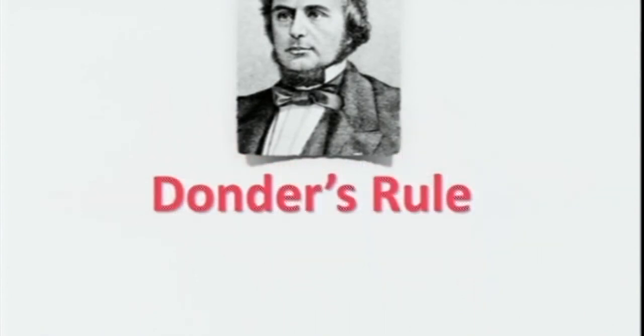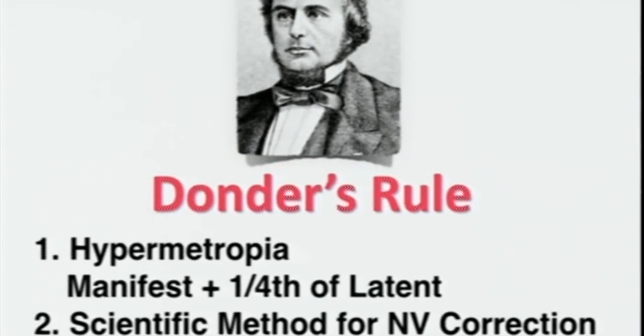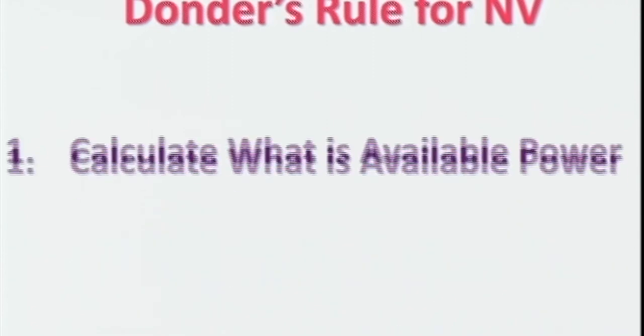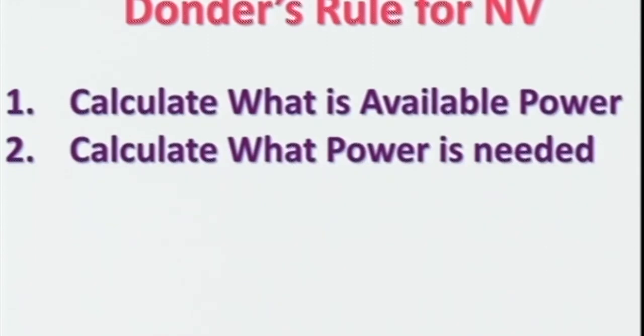This is a famous person who gave the scientific basis for many refractive errors. So Donders' rule, there are two. One is for hypermetropia: you prescribe the manifest plus 1/4 of the latent. And the other one is the scientific method of calculating near vision. So I'll stick to near vision here. Donders' rule has four aspects. This is what Dr. VRV sir was telling you.